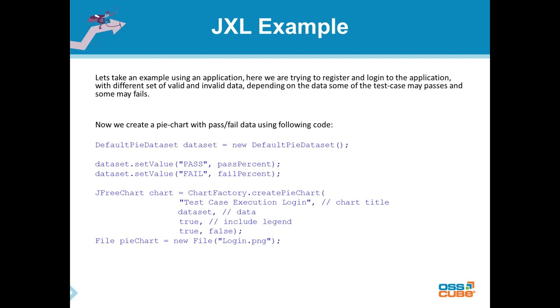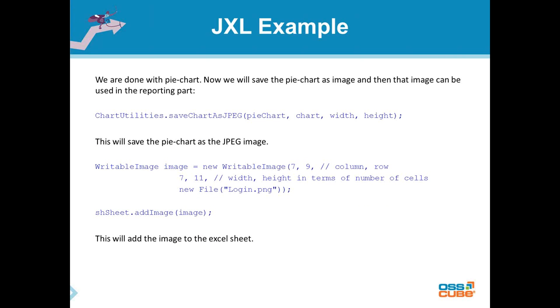Once the pie chart is created, at last I have used File pieChart equal to new File login.png. I have given the name login.png to that pie chart. Once I have created the pie chart, I will convert it into an image by using the saveChartAsJPG method from the ChartUtilities class. So this is how we can do that. Once our pie chart is converted into an image, we can add that image using the WritableImage class into our sheet by using sheet.addImage and passing the image object into it. So this is how you can add your pie chart image to the Excel sheet.